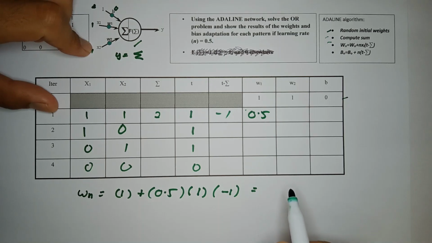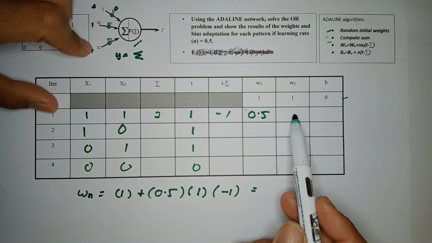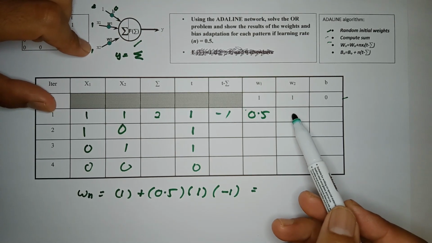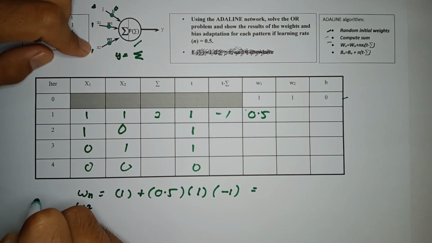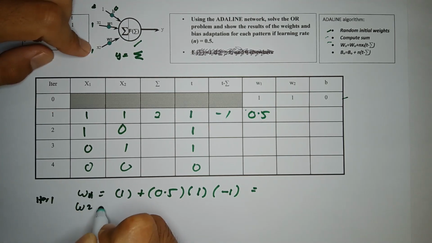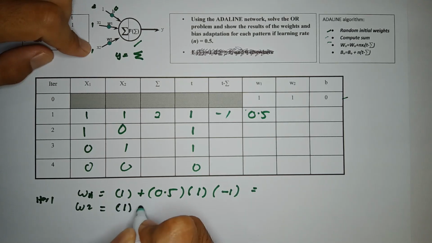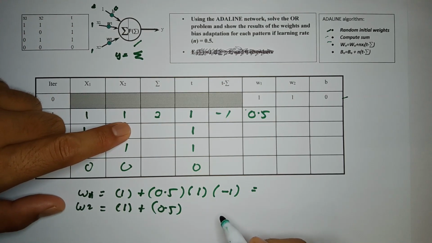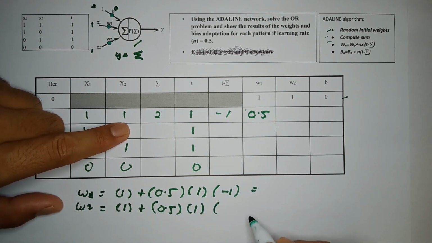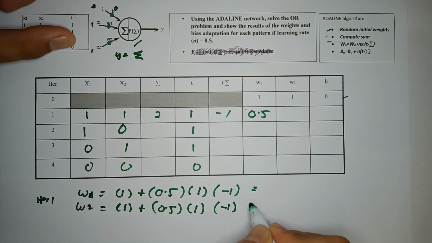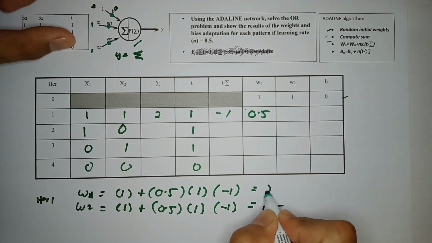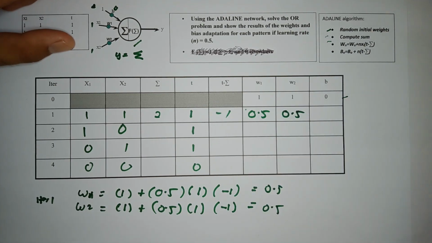Okay, so that's the first part. So let's move on to the second part of W2. For the first item, W2 will be the previous one, 1 plus 0.5. So the value here will be equal to 1, and then t minus summation will be equal to -1. So in this particular case, we have 1 minus 0.5, which is equal to 0.5. So the same thing here, which is 0.5.